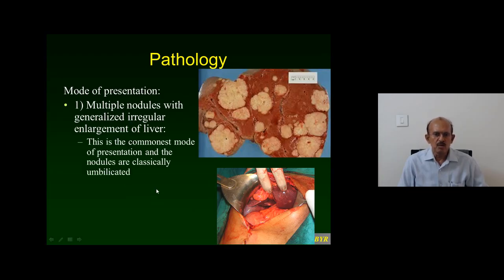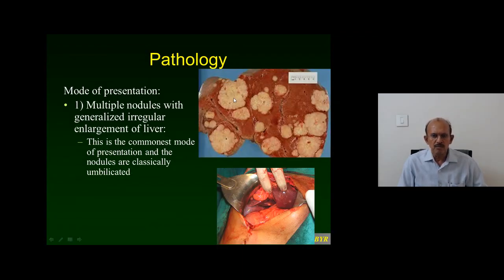This is the commonest mode of presentation, and the nodules are classically described as umbilicated. Umbilicated means in the center of the mass you will find necrosis. So because of the necrosis, when you carefully examine the mass, in the center you will find a small depression. The depression feels something like the umbilicus. That is what is called umbilication of the masses.